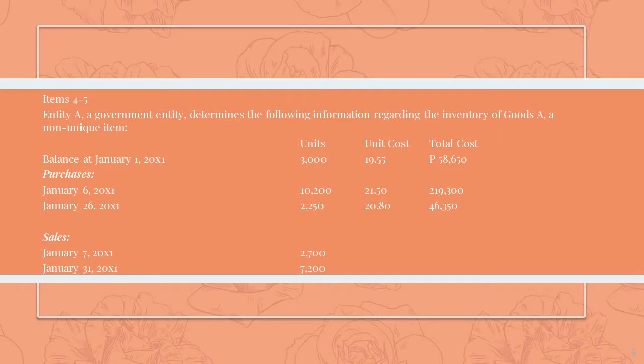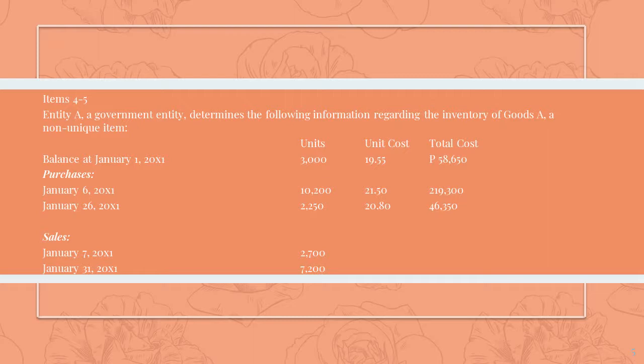So for items 4 and 5, a government entity determines the following information regarding the inventory of goods, a non-unique item. We have the balances as of January 1 with 3,000 units and 19.55 unit cost, with a total cost of 58,650, and we have the two purchases incurred during the month, January 6 and January 26.